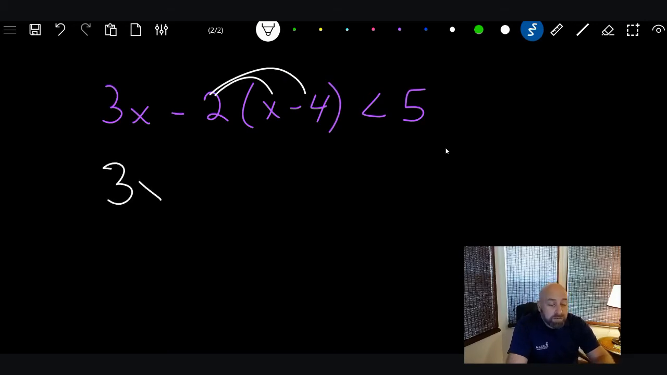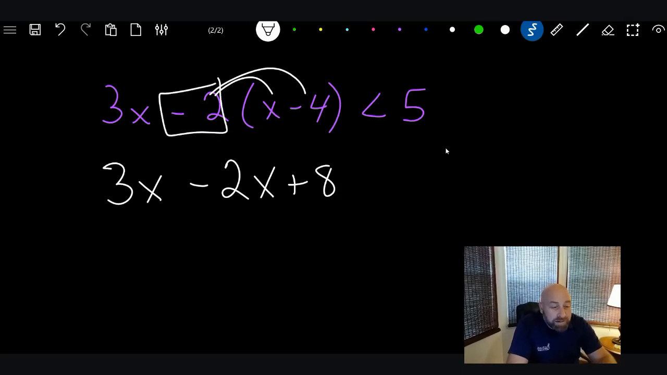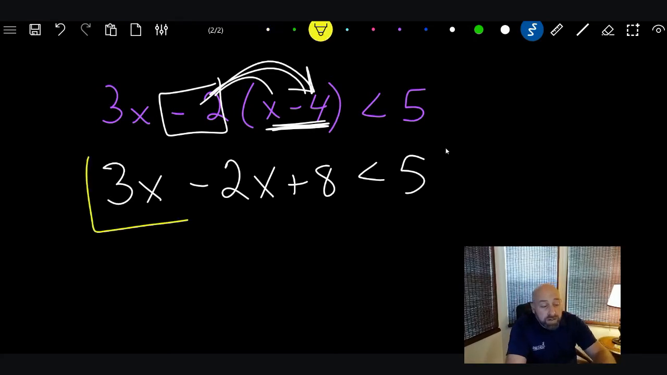So we'd get 3x minus 2x plus 8. How did I get the plus 8? Minus 2 times minus 4 is positive 8. Don't forget to distribute that. You've got to give it to both of these guys inside of the parentheses. Is less than 5. Now we just continue to do what we can do, and I've got some like terms there, and so I would combine those.